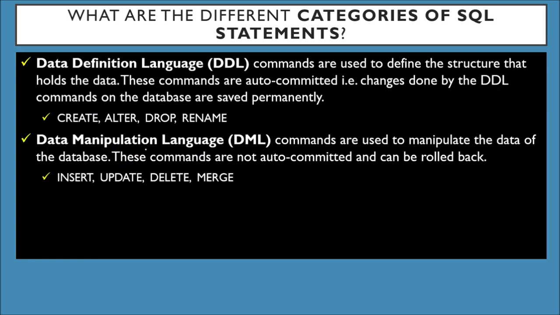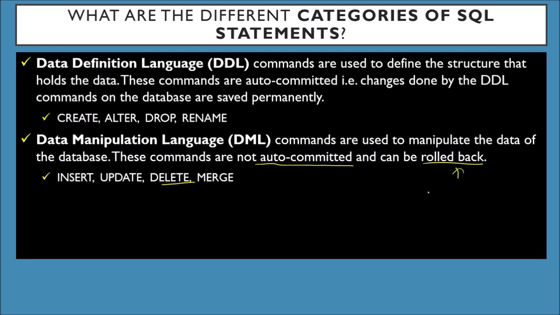The second one is data manipulation language, DML. These are used to manipulate the data of the databases. These commands are not auto-committed and can be rolled back. What this means is that whenever you insert a new value, or let us suppose you deleted some value but you needed that value, you can call rollback. It undoes the last delete. You can do undo and commit as well.